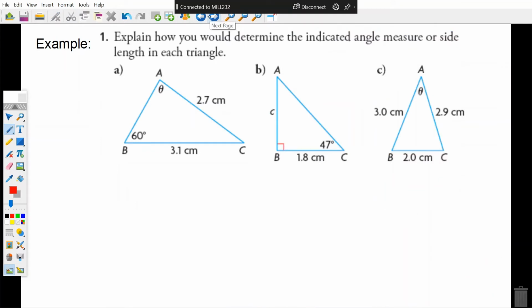Okay, for this one, we are asked to explain how you would determine the indicated angle measure or side length in each triangle. So what I'm looking for here is, you could say something like sine, cos, tan, or sine law, or cos law. Okay?